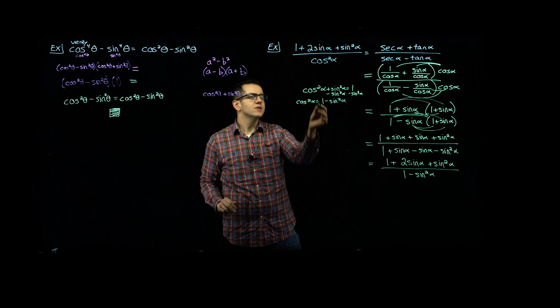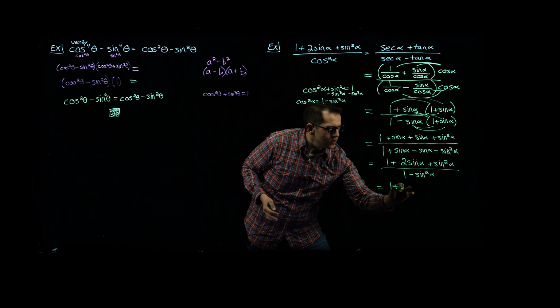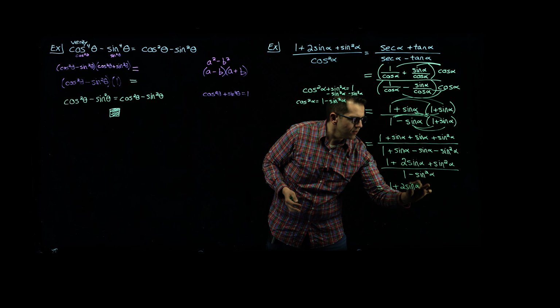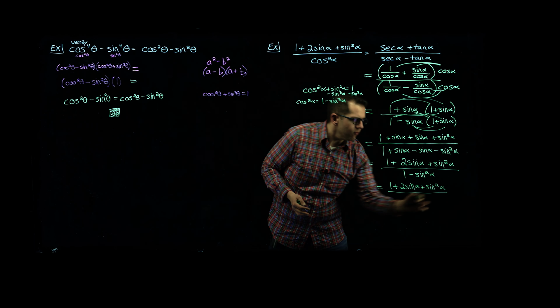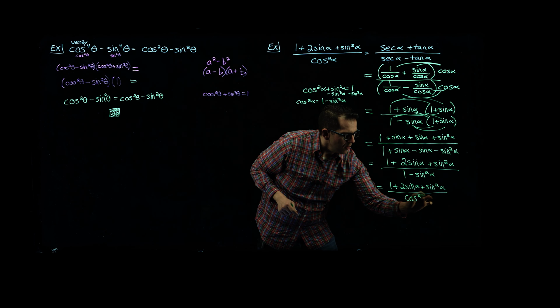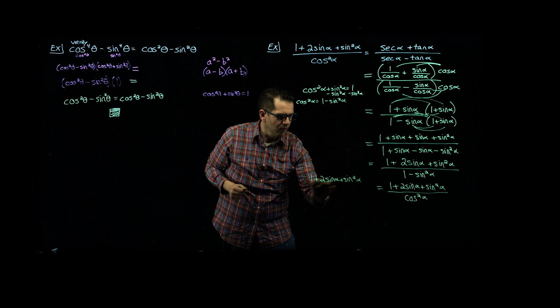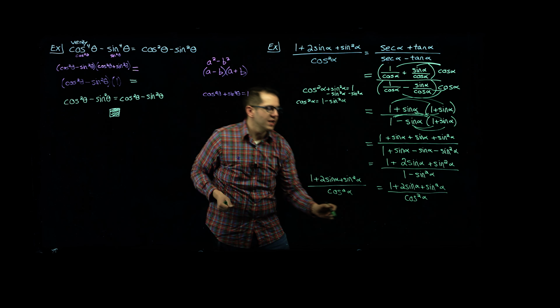1 minus sine squared alpha is going to equal cosine squared alpha, which gives us 1 plus 2 sine alpha plus sine squared alpha over 1 minus sine squared alpha is cosine squared alpha. And that is exactly what we needed on that left side. So we can rewrite the left side. And this is now verified.